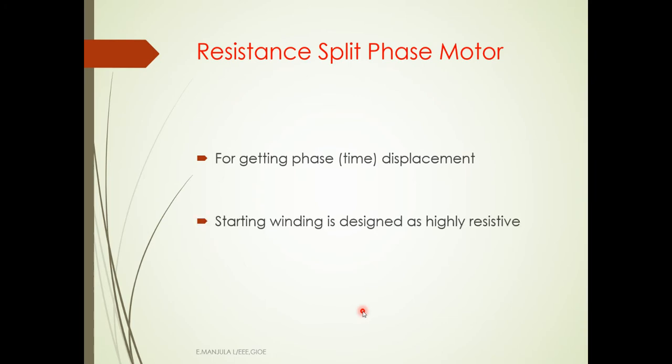In a split phase motor, to get space displacement, the starting winding is designed as highly resistive and the main winding is reactive. That is what we have seen in the vector diagram: the component which is near to IR is highly resistive, and the component which is nearer to IX is reactive.